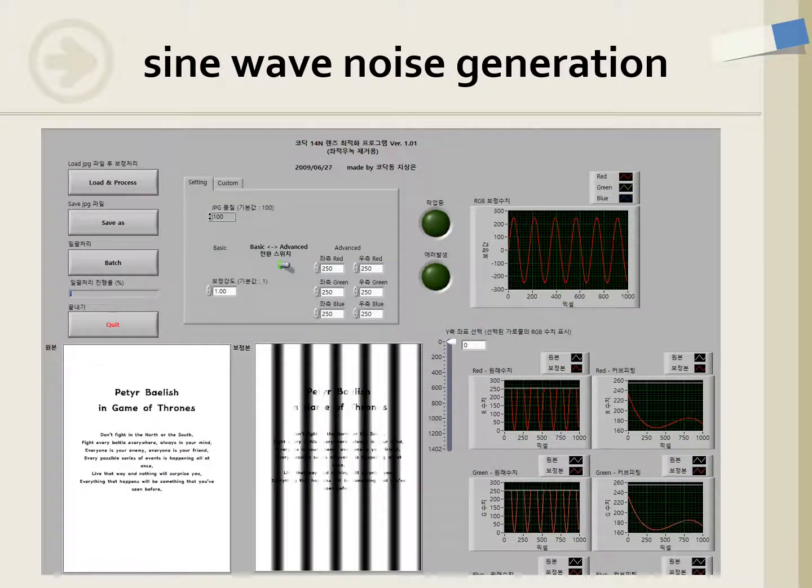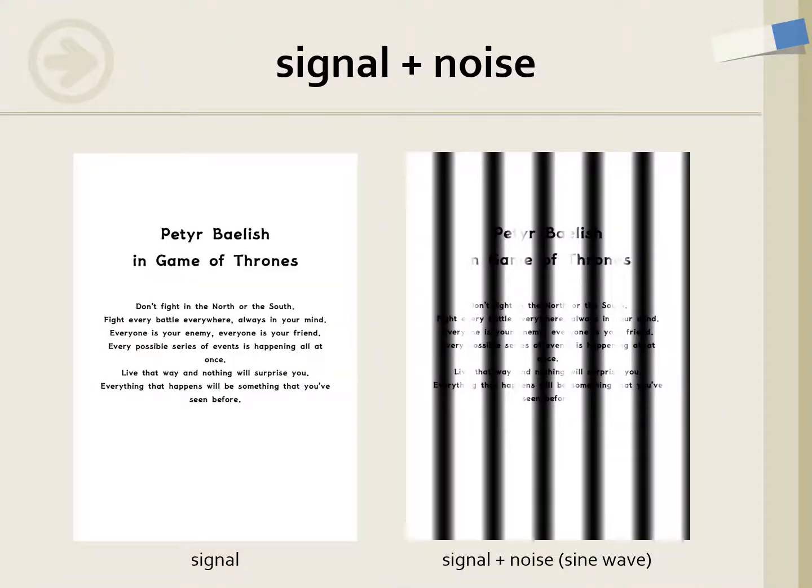This is a LabVIEW program to generate rhythms and inject them to an image. In this case, it was a sine wave to RGB channels. Sine wave noise was added to the original image. It was harder to detect signals, so it is not stochastic resonance.